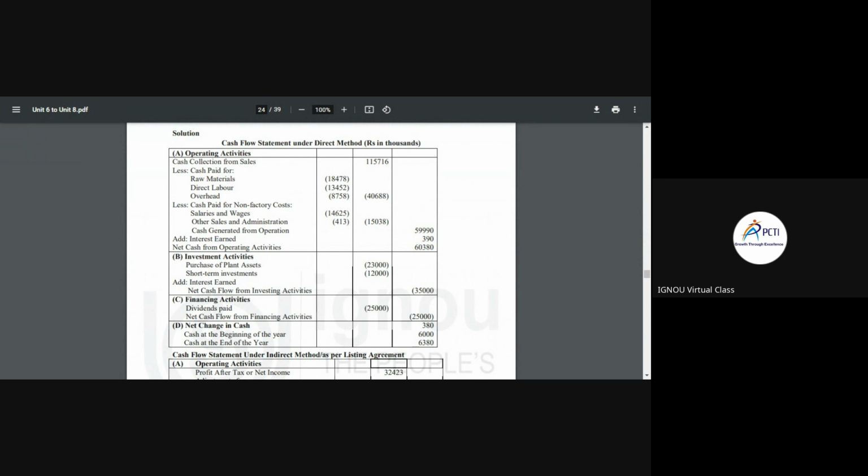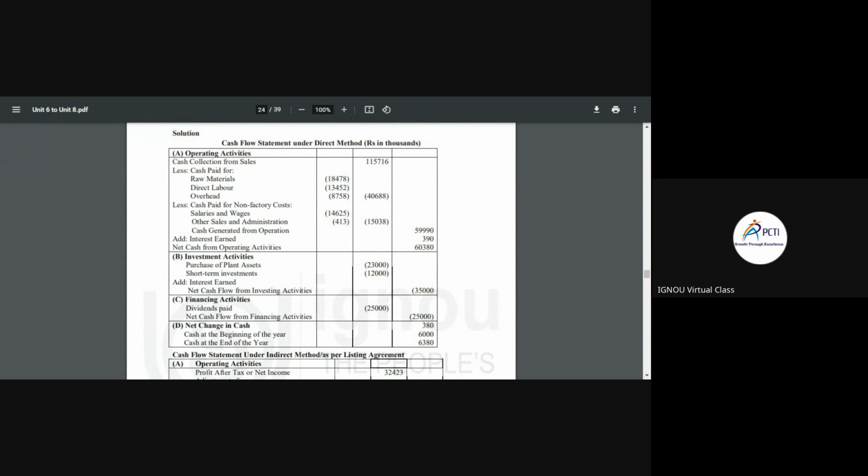In the investment activities, we have purchase of plant asset. Then we have short term investment. Then we can add interest earned. And in the end, we have net cash flow from investing activities.